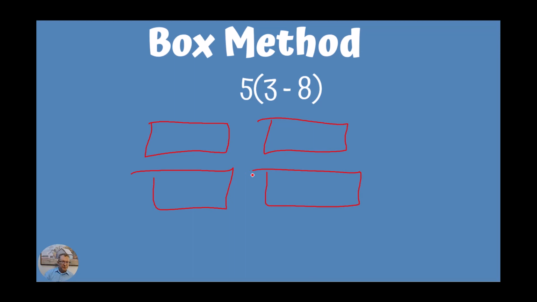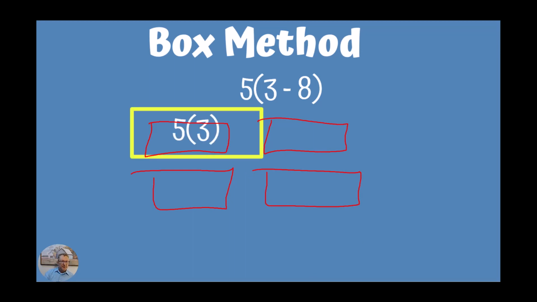First box is we're going to put 5 times 3. I'm going to erase these boxes here. It looks kind of sloppy. So now we've got 5 times 3. We're going to put another box next to it. What do you think is going to be in that next box?